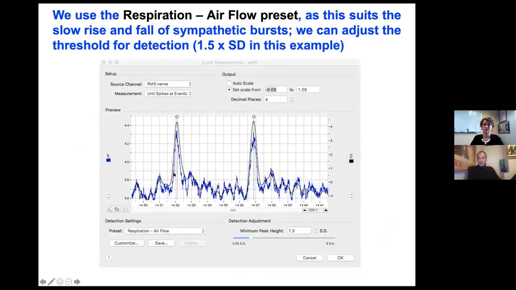And this shows what I mean with the cyclic measurements. There are various presets. If you want to look at heart rate and you're using the ECG, there's a preset for ECG, for rat, for dog, for humans. For the sympathetic nerve recordings, there isn't a preset, but here's a nice little tip. Use respiratory airflow, because respiratory airflow is characterized by slow ramping up and down profiles, and it actually works very, very well at detecting bursts of sympathetic outflow, both to muscle and skin, in the multi-unit RMS or integrated nerve signal. We can adjust the threshold here. This is currently set at 1.5 standard deviations. We can adjust that threshold so we're just detecting these big bursts and not the noise in the background.